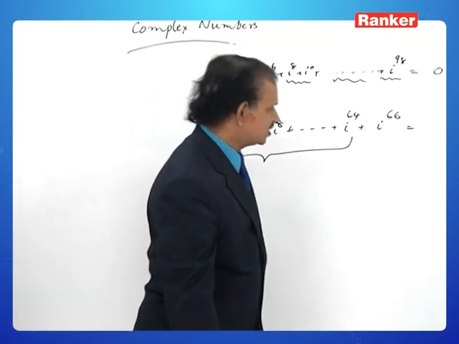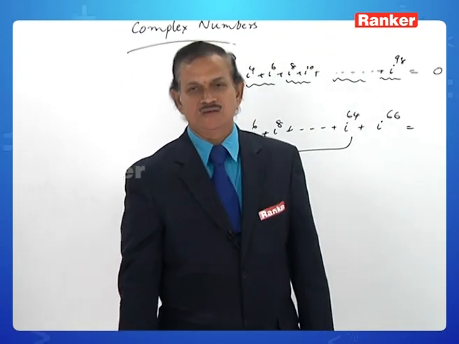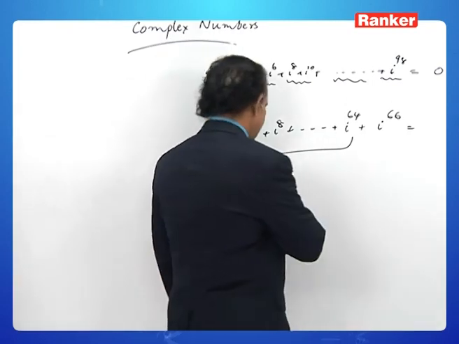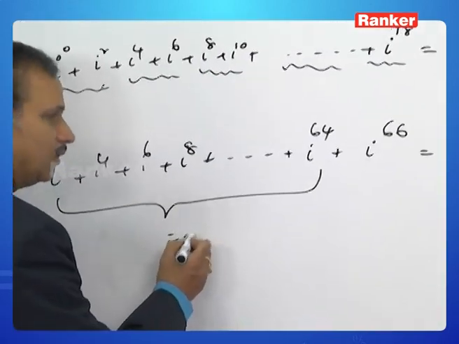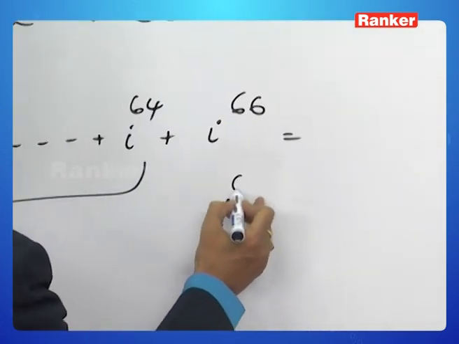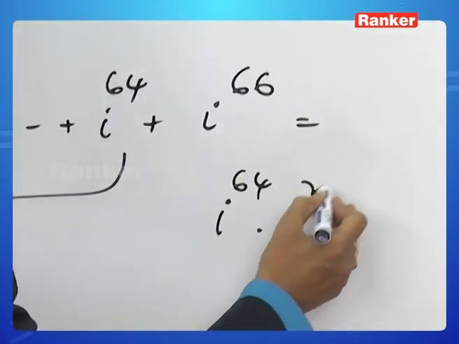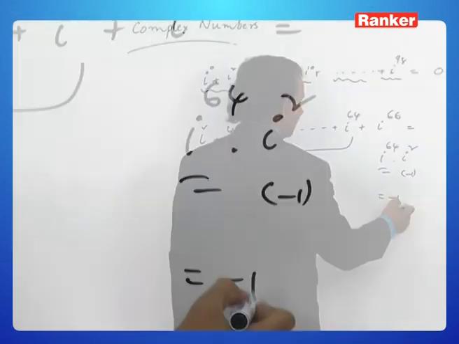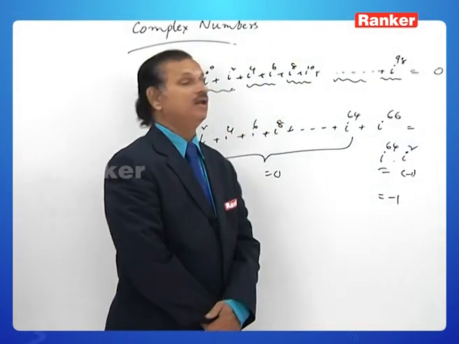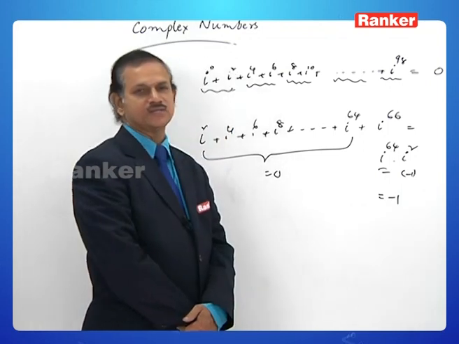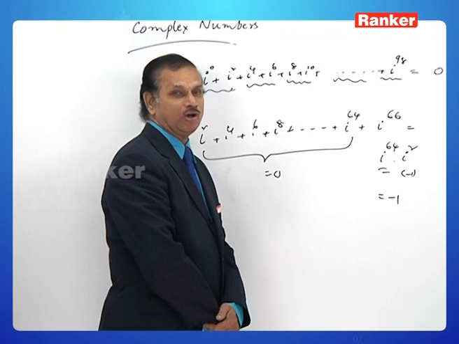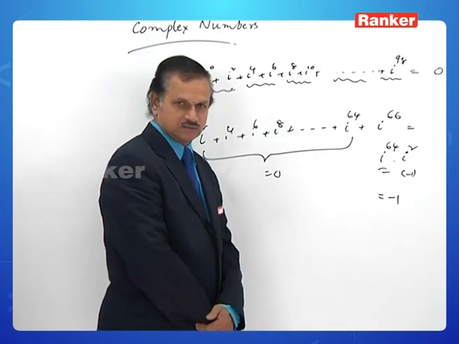What is i power 66? i power 66 is nothing but i power 64 into i power 2, isn't it? Up to here it is 0. This is 1 and this is minus 1. So the total answer is minus 1. Like that we estimate. So if all even powers of i are given, we choose like this.